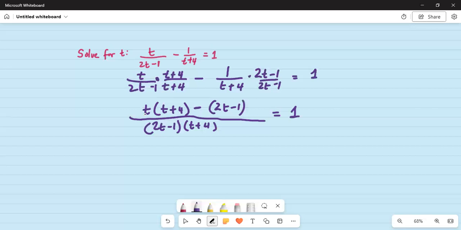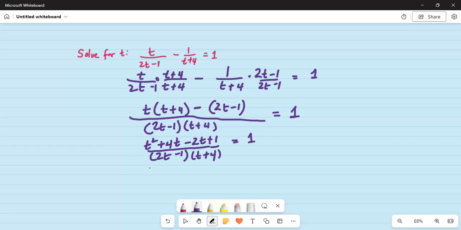Now in the numerator, I will distribute the t to the terms in the first parenthesis, which is t times t is t square, plus 4t, minus, I'll distribute the negative 1. There's no 1, but you'll assume 1. Negative 1 to the first term is minus 2t, and negative 1 to the second term, negative 1, is positive 1. And that is divided by 2t minus 1 times t plus 4, and that is equal to 1.